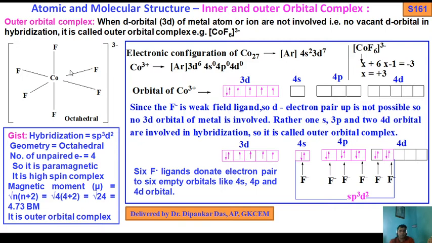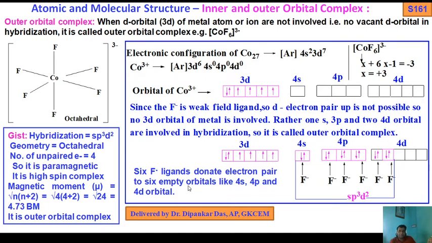So this is the geometry. Again I discuss, due to the presence of weak field ligands, these 4 unpaired electrons do not pair up. So we get a larger number of unpaired electrons, which means it shows paramagnetism. It also gives a higher value of magnetic moment. And since the 3d orbitals are not involved in the hybridization, it is called an outer orbital complex.